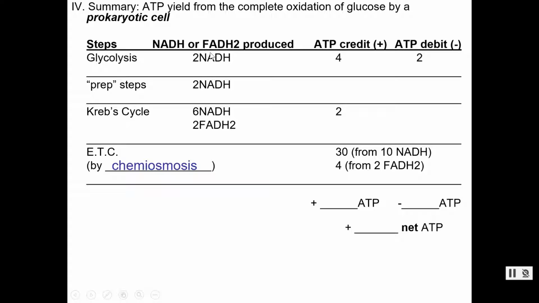But you also need to keep up with NADHs because we know for every NADH, we get 3 ATP. For every FADH2, we get 2. So glycolysis, 2 NADHs, we actually made 4 ATP, but we do need to put that subtraction, that debit column. We use 2 from there. All right, so prep steps, no ATP was made, but we did have some oxidation reduction. So we have some oxidation occurring. We had 2 of those.